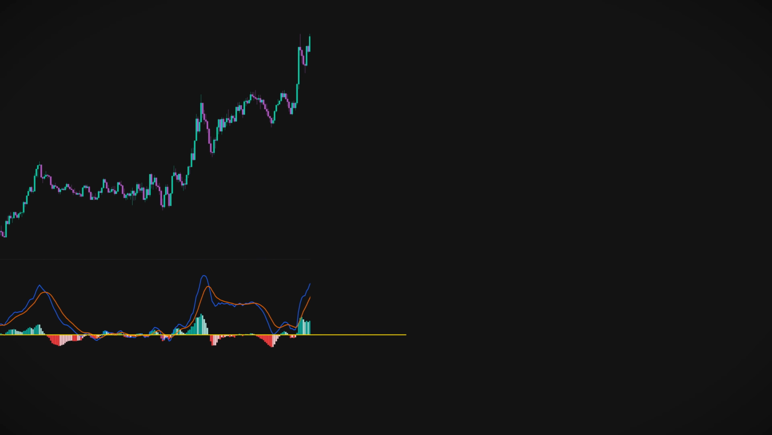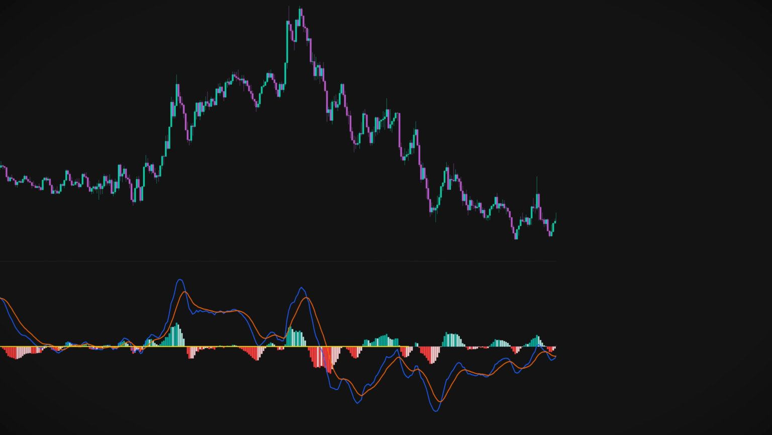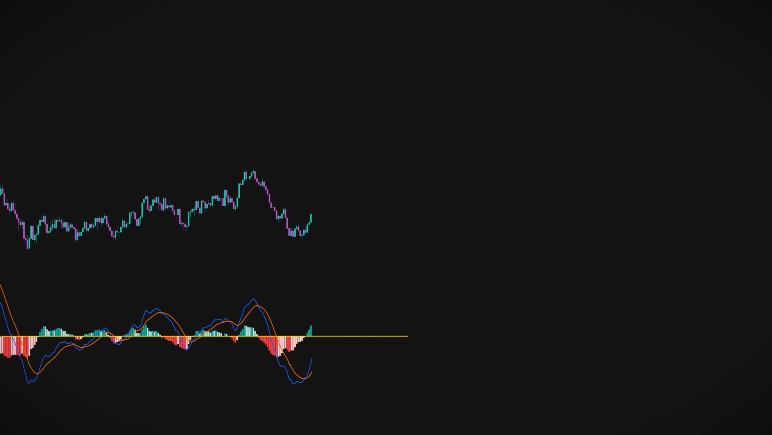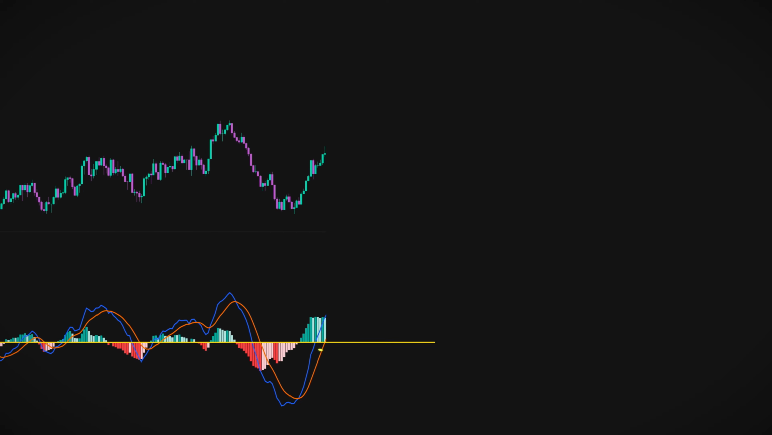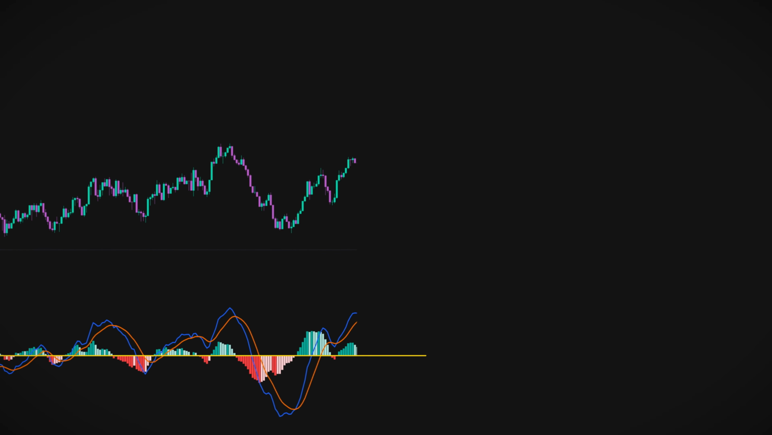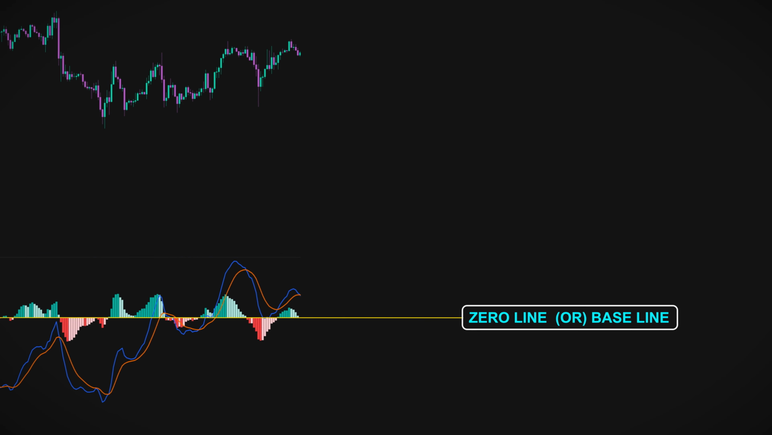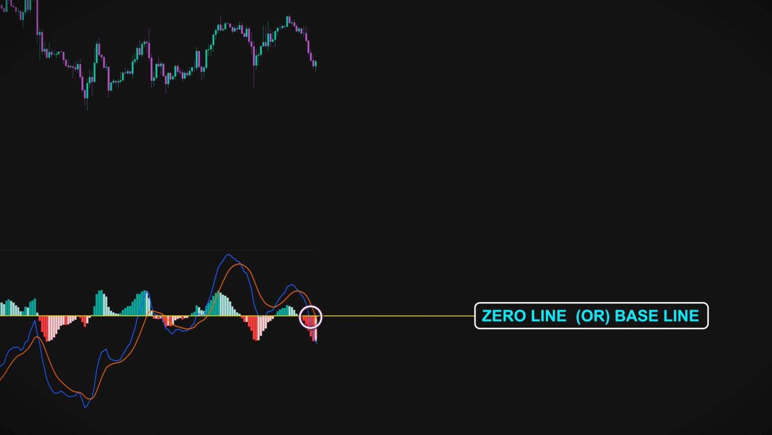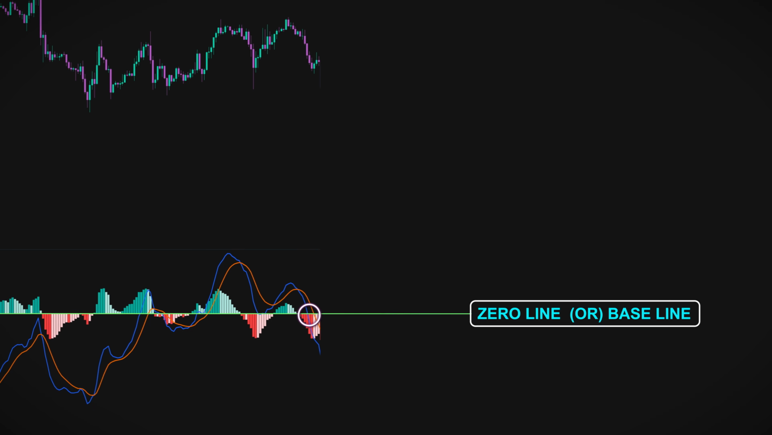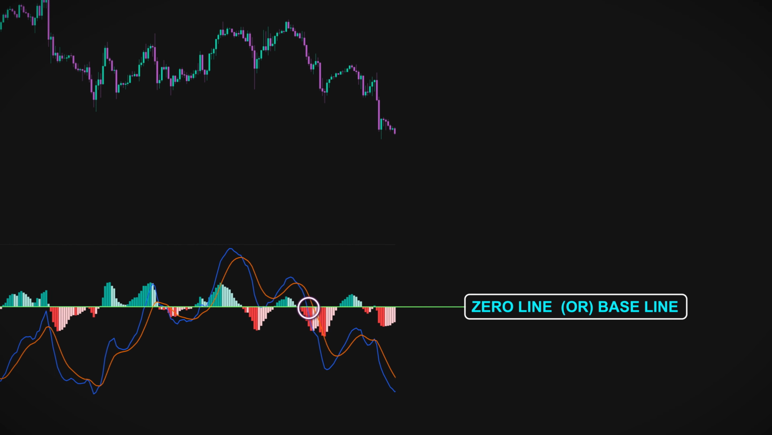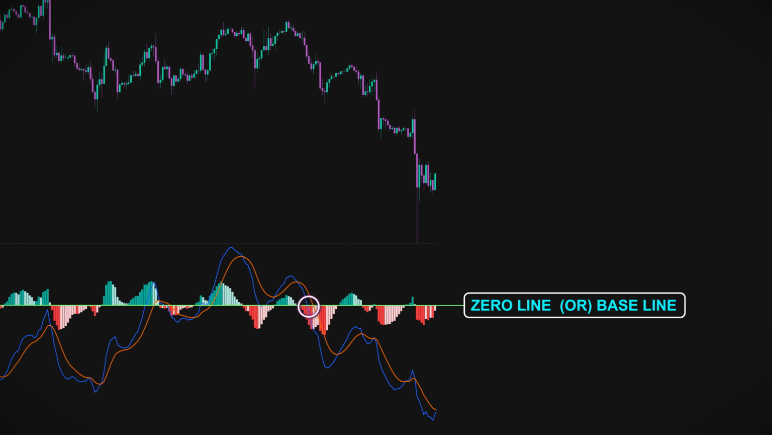On the other hand, when the MACD line and the signal line cut the baseline downwards, it generates a sell signal. This downward crossover suggests bearish momentum, and the price is likely to fall. For example, as shown in the chart, when the MACD and signal lines break above the baseline, the stock tends to move higher. Conversely, when they cross below the baseline, the price often starts to decline. By keeping an eye on these baseline crossovers, you can spot clear buy and sell opportunities in your trading strategy.